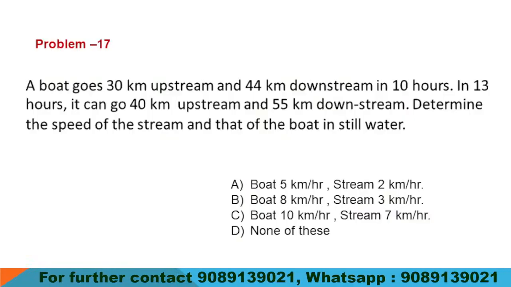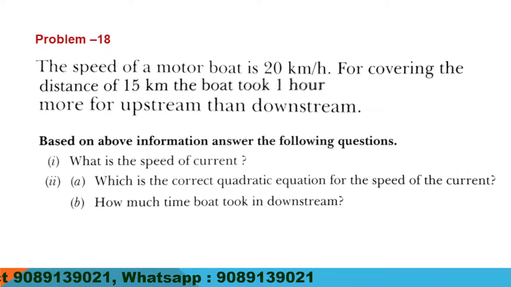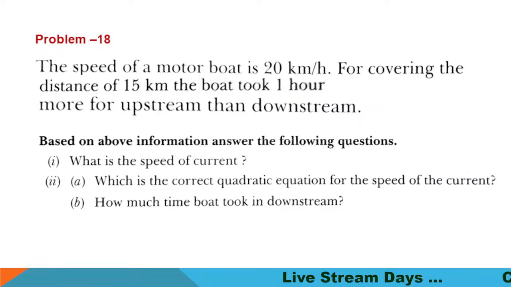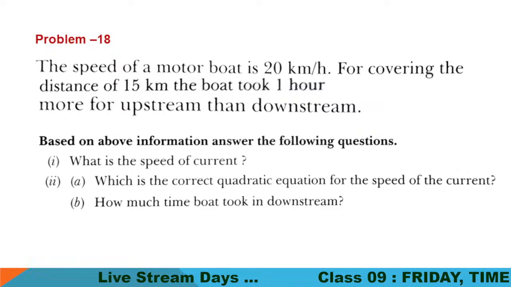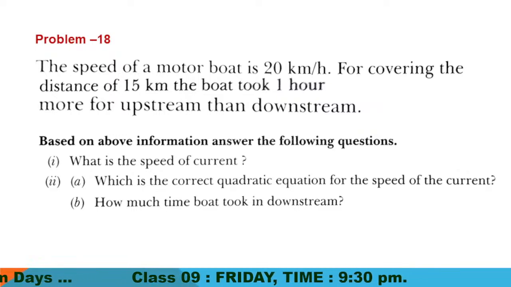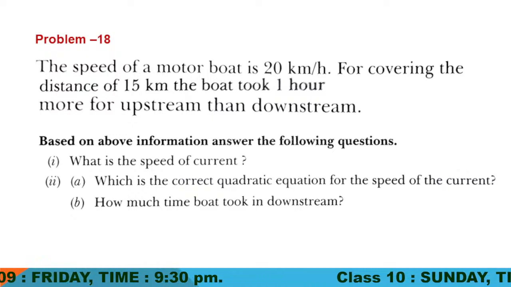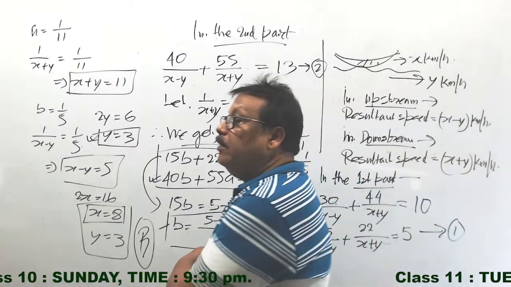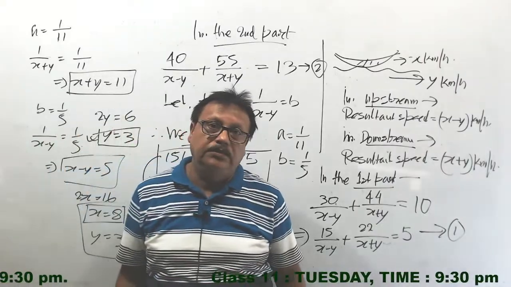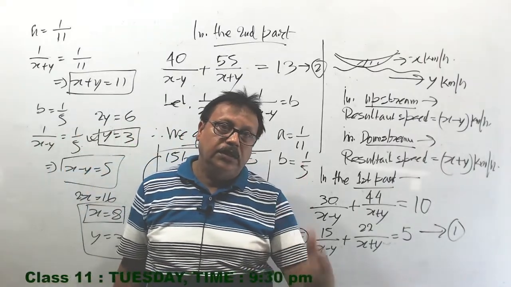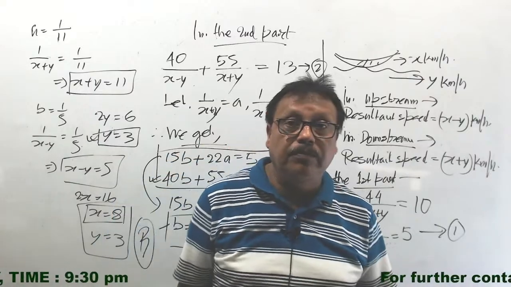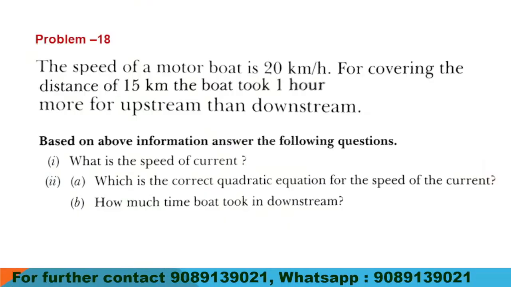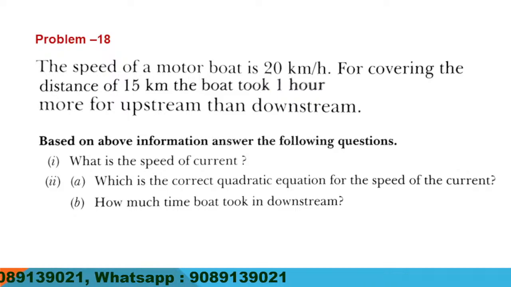Now what is the next one? Problem number 18. The speed of a motorboat is 20 km per hour. For covering the distance of 15 km, the boat took 1 hour more for upstream than downstream. Oh, it is a case study problem. We have already done the same pattern problem, so it is for your homework. If you face any problem in solving, message me and I will do it. I am showing you this problem again. Take a screenshot, it will be better for you.